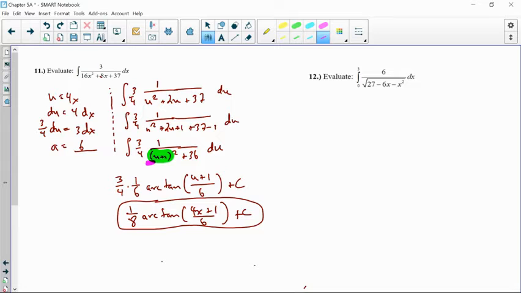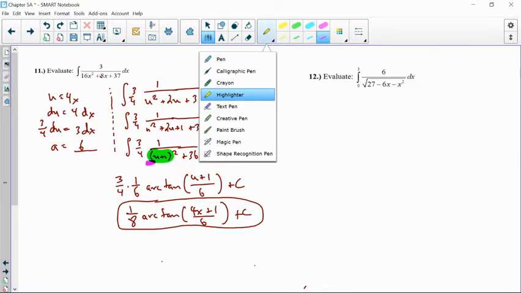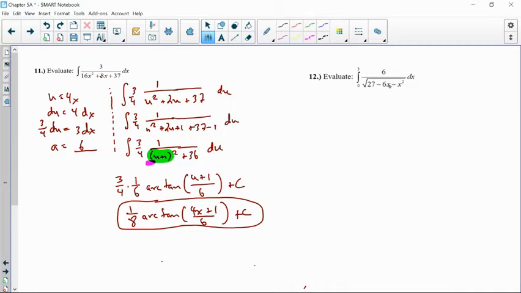Okay, number 12 I like because it's another practice of completing the square, but with that negative in the square root. And again, I'm seeing quadratic within the square root, and it's constant on the top. So I'm definitely thinking arc sine. And so then let's go ahead and complete the square here. So we have 0 to 3. And then we have 6 over the square root of 27. And then we like to put our x squared first.